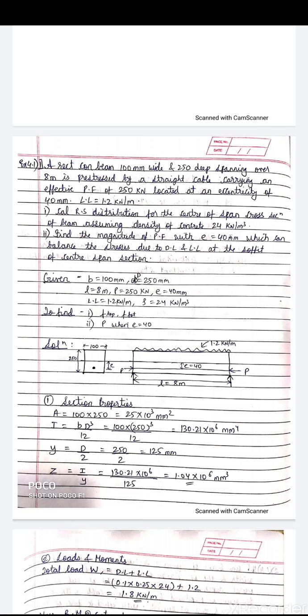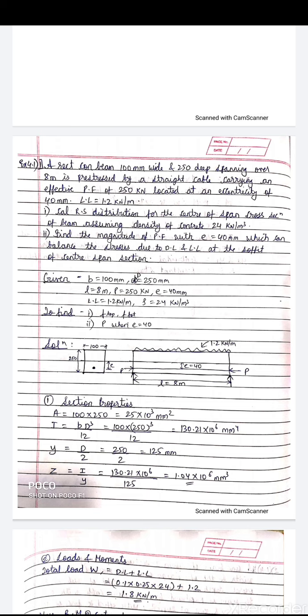The span is given as 8 meters. Your pre-stressing force is 250 kilonewton. Your eccentricity is 40 mm. Live load is 1.2 kilonewton per meter, and density is 24. And what we have to find? We have to find basically F top and F bottom in the first case. In the second case, we have to find the value of the pre-stressing force when eccentricity is 40.